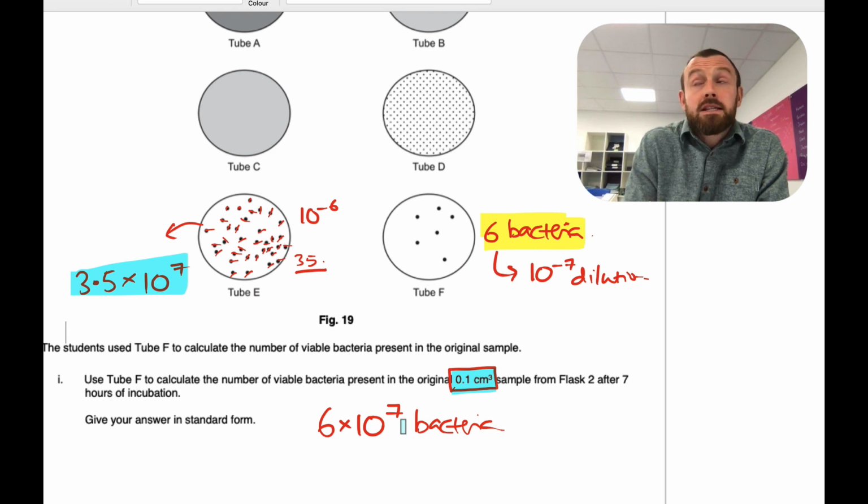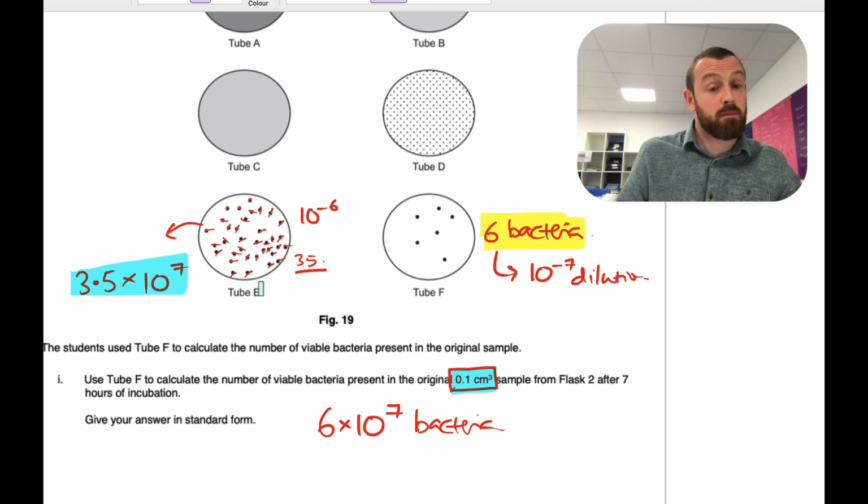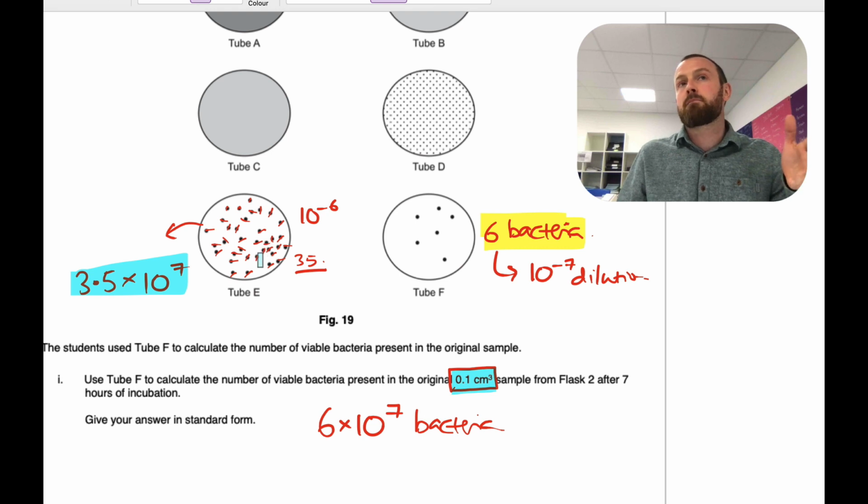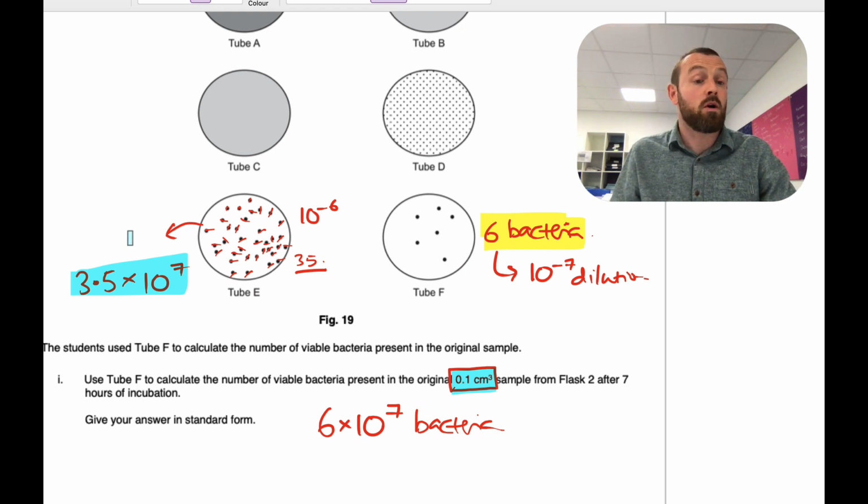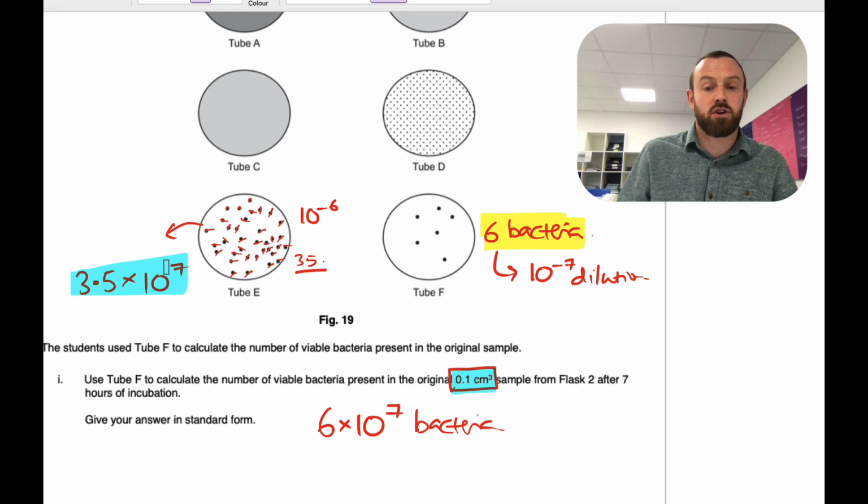any anomalies would have a smaller impact. So you might expect, if you repeated this experiment, sometimes you get 35 colonies, sometimes maybe 30 colonies, sometimes maybe 38 colonies. They would vary a little bit. But all those numbers, if you plug them into the maths, you get 3 times 10 to the 7, 3.5 times 10 to the 7, or 3.8 times 10 to the 7. So the effect of the anomalies would be reduced.